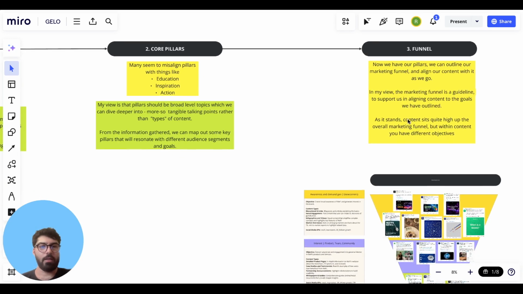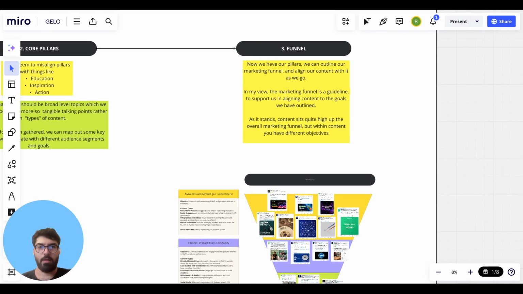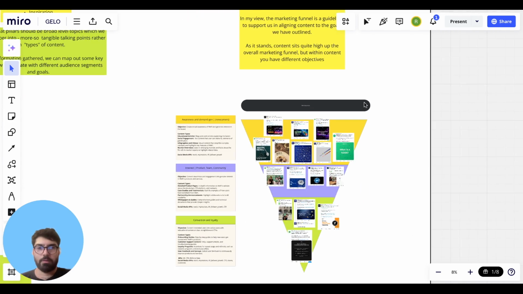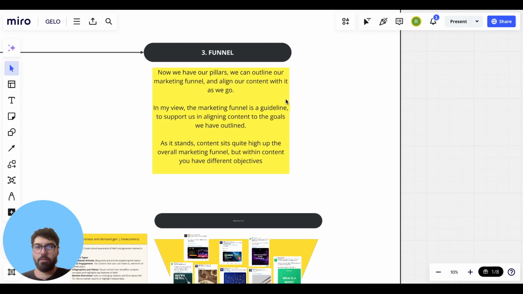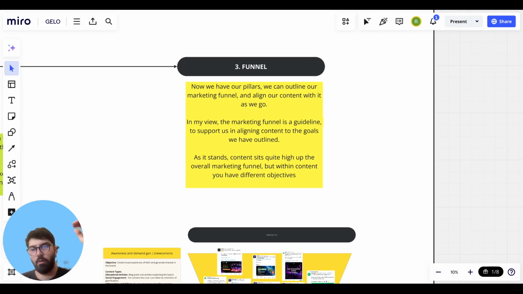Now, thirdly, the final piece of the puzzle is the funnel. Now, in a general sense, content comes in at the top of the marketing funnel. It's a means of driving awareness and nurturing users, and is very rarely used as a straight conversion mechanism. You don't buy a product from a piece of content. You buy a product from a product page, and you don't take a service from someone directly from a piece of content. You talk with them, and then you sign a deal.